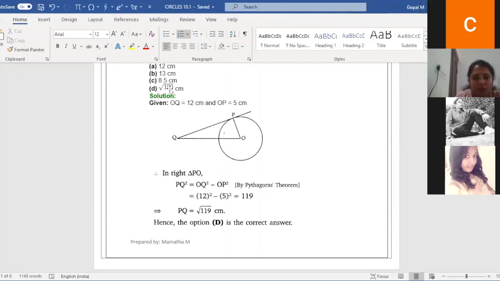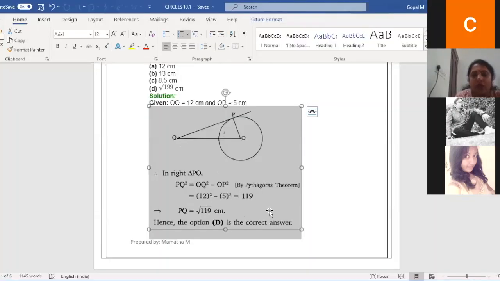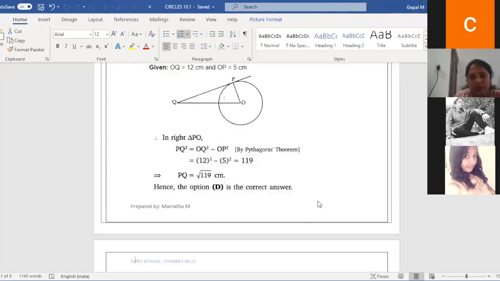Here the options they gave are wrong, children, but the answer is 119. When I copied the question, it came out wrong. Change it. Any doubt, children? No, ma'am. Have you all done it the same way? Yes, ma'am.